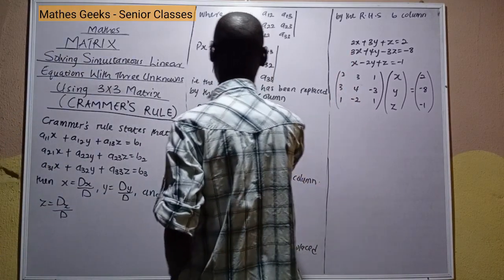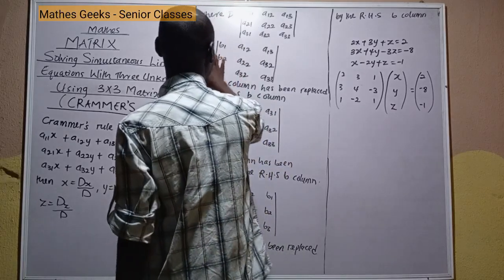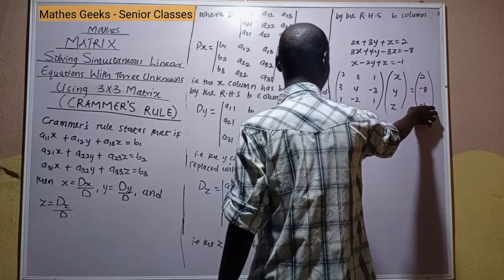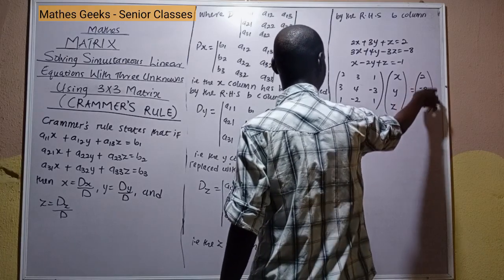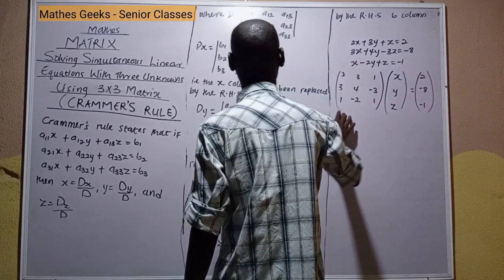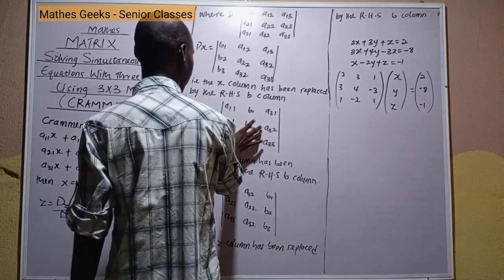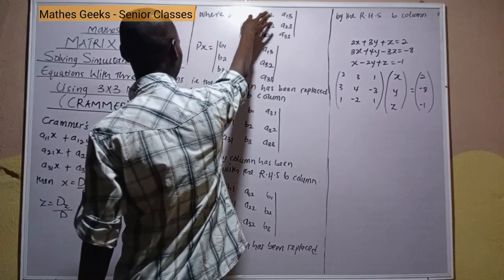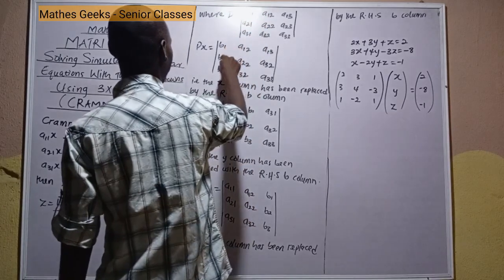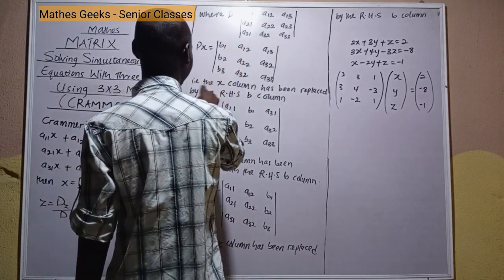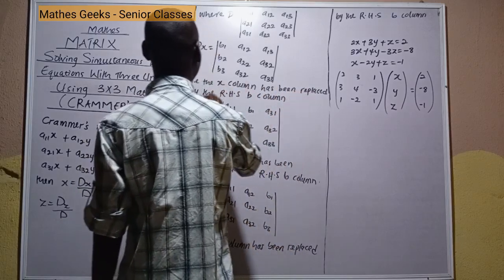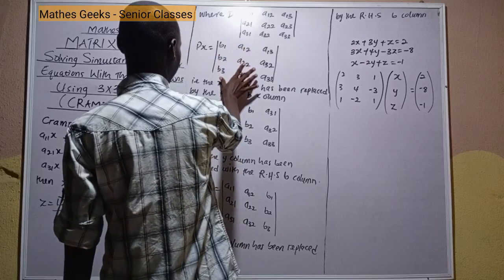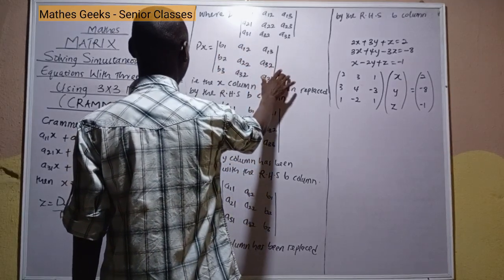To get dx, according to Cramer's rule, we replace the x column by the matrix formed by the answers. So we put this in place of x, and then we get the determinant of that matrix that is formed. You could see that instead of a11, a21, a31, you have b1, b2, b3, which means the x column has been replaced by the right hand side b column. Then you look for the determinant of this matrix and get the answer for dx.